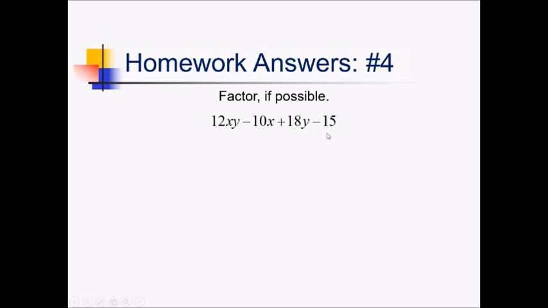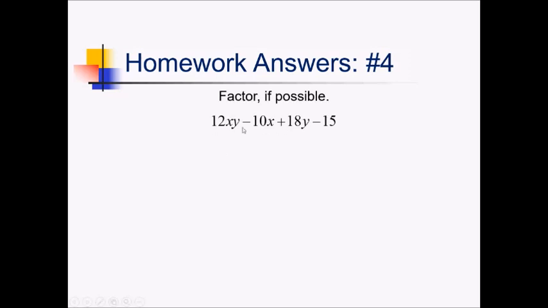Because we have 4 terms, though, we can try factoring by grouping. Let's take a look at the ratios of my coefficients. The first 2 coefficients, 12 over 10, that's a ratio of 6 to 5. The next 2, we have 18 over 15. If you reduce those by 3, that's also a 6 to 5 ratio. Since they have the same ratio, I can actually go ahead and try grouping on this.